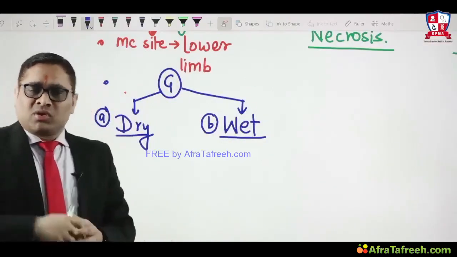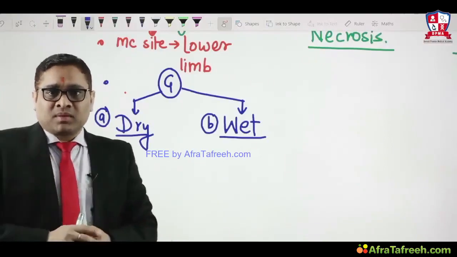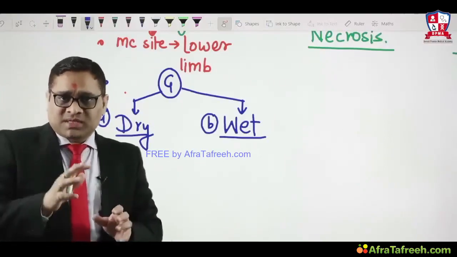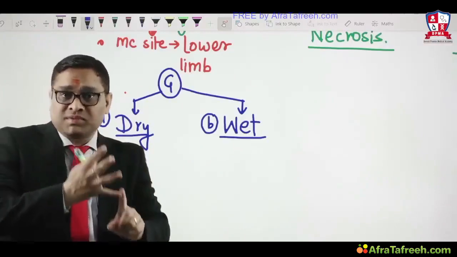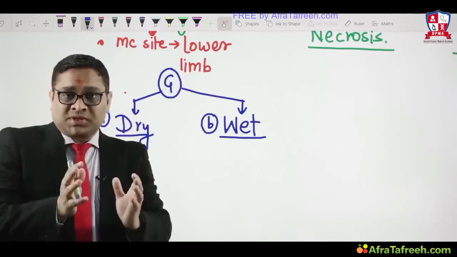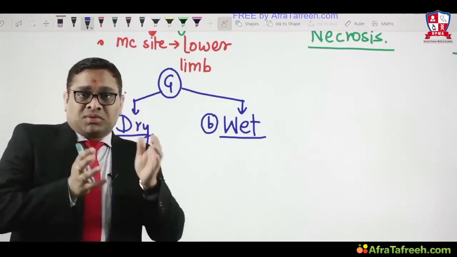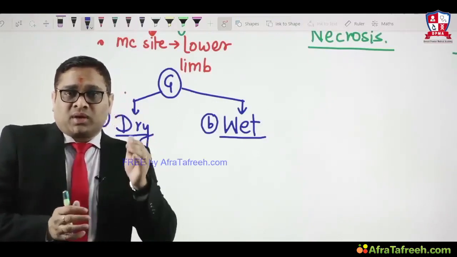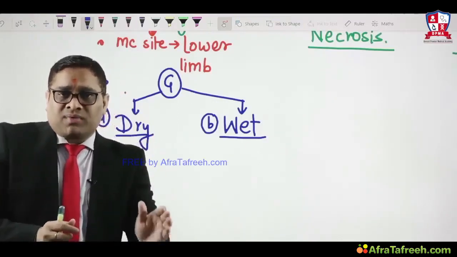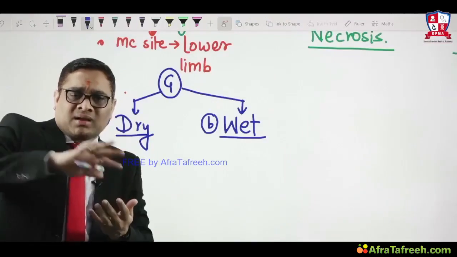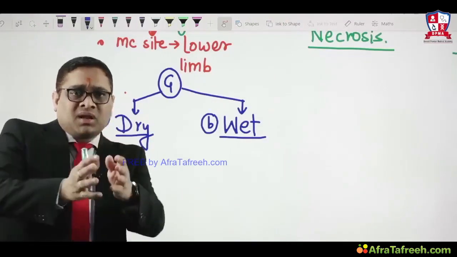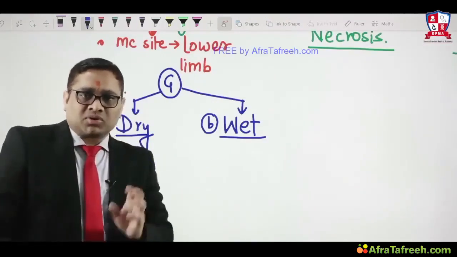Why is it called dry? Because in dry gangrene only loss of blood supply will be there. Remember, loss of blood supply will be there, but tissue architecture will be preserved, right? So when this patient comes to the OPD, you will see the lower limb. The patient is showing his leg, and in the leg you find a dark or gray discoloration, but still tissue architecture is preserved up to a certain extent.